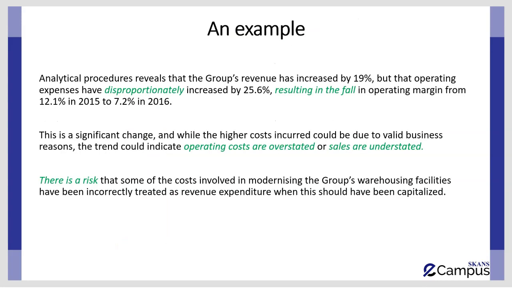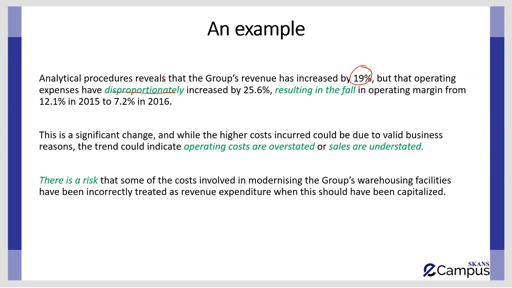For example, and this is one of the past exams, if you look at the screen, this says analytical procedures reveal that the group's revenue has increased by 19%. If you stop over here, that's a 0. But then you go on to comment on it as well. The operating expenses have increased by 25.6%, which does not make sense. So that's your comment, resulting in the fall in operating margin from this to this in 2016. So on the basis of this answer given, you get marks for the calculations, plus you get marks for what's written in green as well.